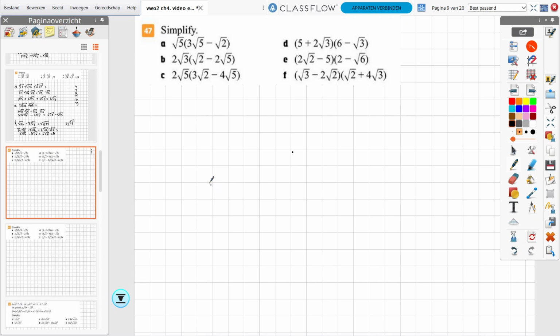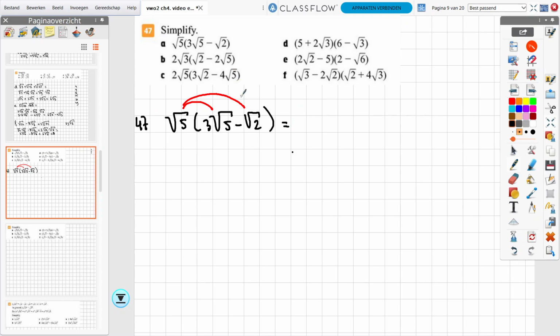Hello everyone, let's take a look at exercise 47, where we are going to combine our knowledge of multiplying out brackets with working with roots. That's the word I was searching for. Let's take a look. Root 5 times 3 root 5 minus root 2. Those two roots here are non-like, so I cannot subtract them, but what I can do is multiply out the brackets like so.